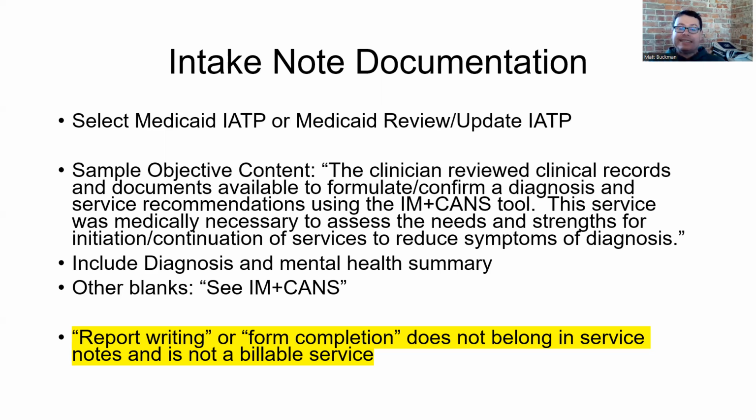In that intake note, we want to make sure we include the actual diagnosis and the mental health summary, the one that says something like, client is a 14-year-old male living in blah, blah, blah, meets criteria for blah, blah, blah. That's the mental health summary. We want to be able to include that in there as the justification for the diagnosis. That does go there. Most of the other blanks, you're going to say see IM+CANS.